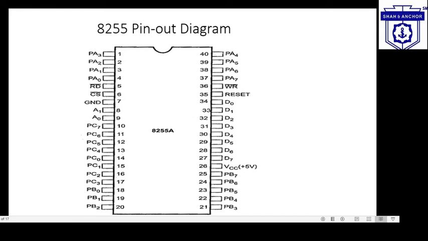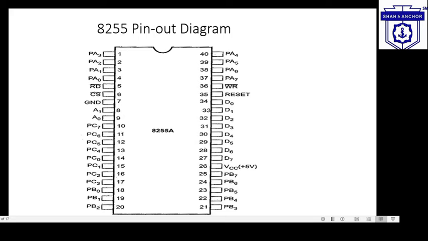Read pin is pin number 5, write pin is pin number 36. Then the ground pin is 7. Then 6 is the chip select pin and the reset is pin number 35. Then when we go for port A, we can see that PA0 to PA7 are the pins.